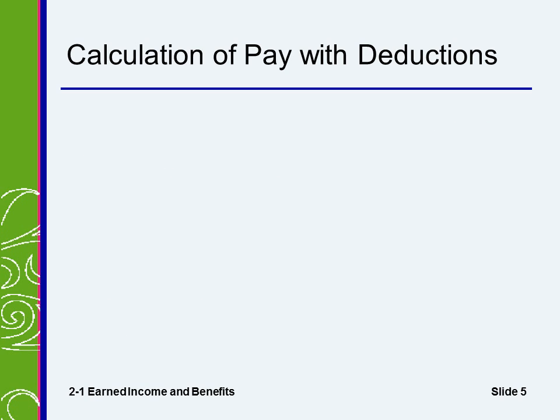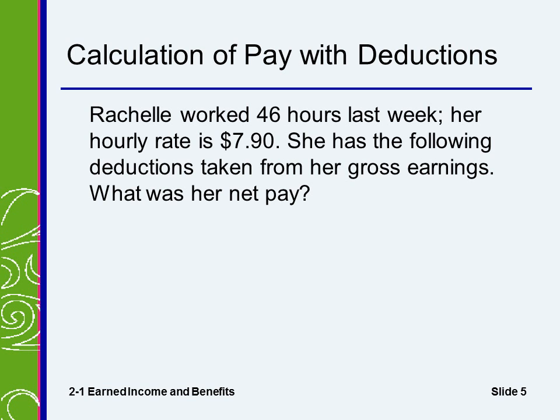Sometimes you want to know what your net pay is. You have to know how to take out the deductions for the income taxes and for the health benefits. So this is a look at a calculation of pay with deductions. Rochelle worked 46 hours last week. Her hourly rate is $7.90. She has the following deductions taken from her gross earnings. What was her net pay?